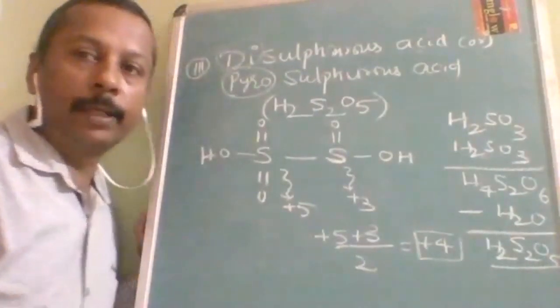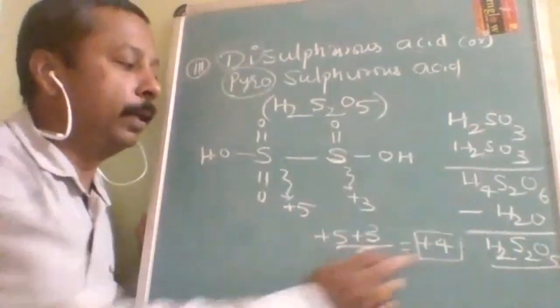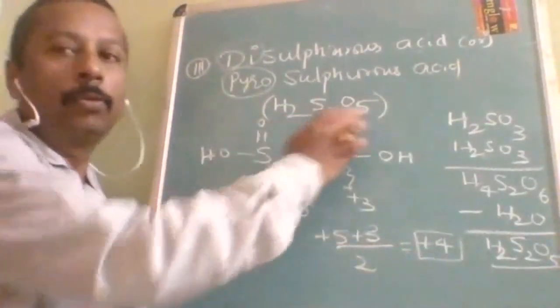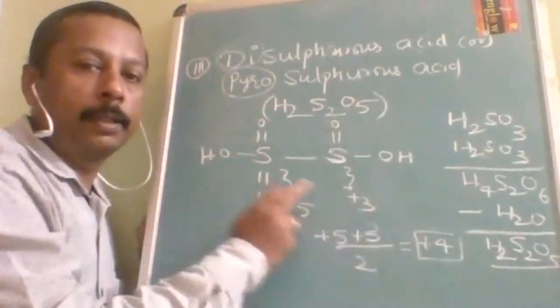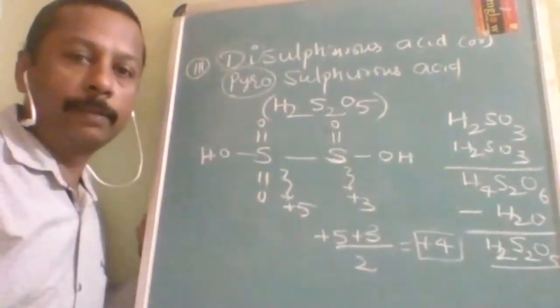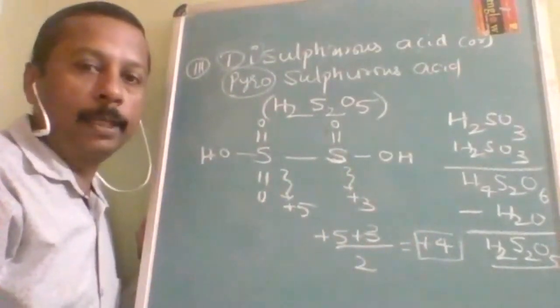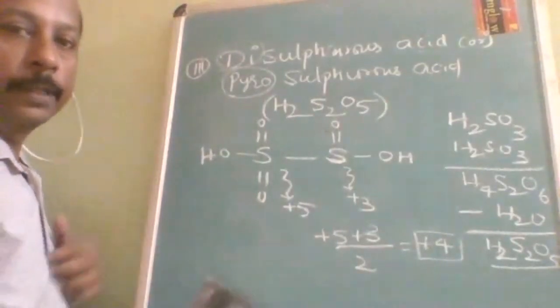Is it understood? In disulfurous acid, the formula is H2S2O5, and we have seen the meaning of the word pyro and its oxidation states. They are at different oxidation states: one sulfur is at +5, one sulfur is at +3. Okay, so this is about the third member of the first series.